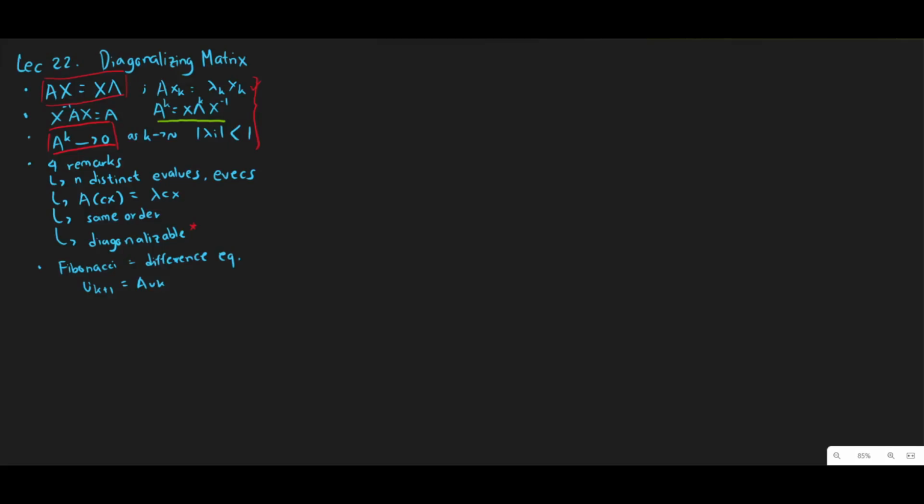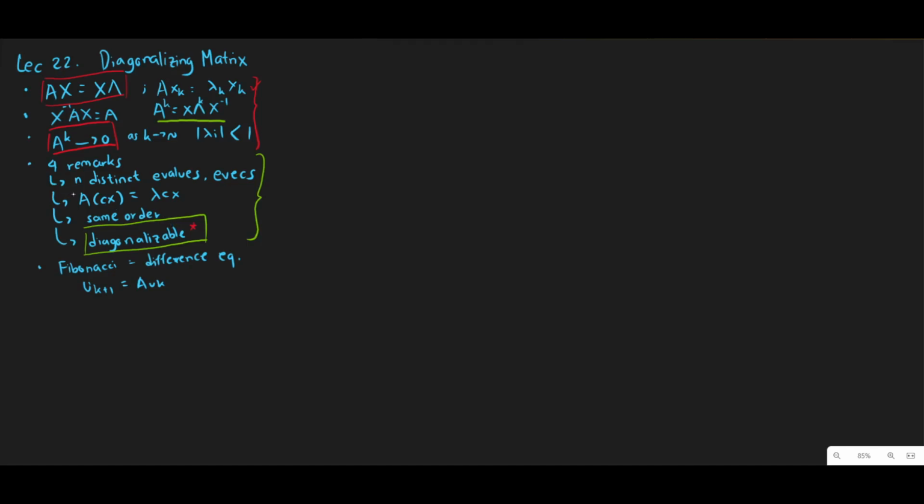Hi there, so this is part 2 of my lecture 22 review of diagonalizing matrices. So let's discuss the next one, which are the 4 remarks stated in the book, which I think are also important, particularly the last one, the diagonalizable criteria.